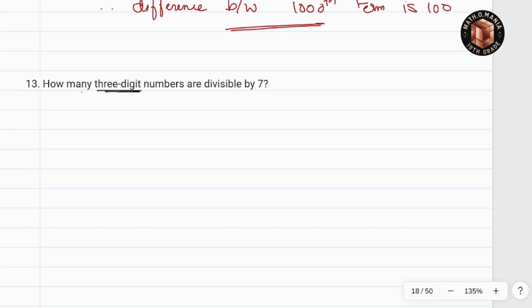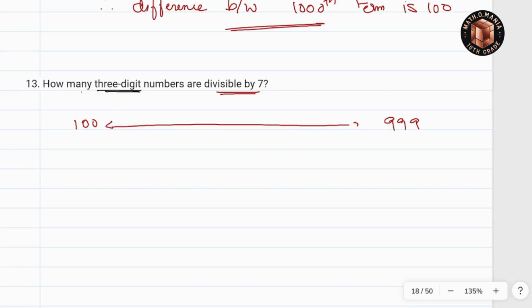Now let's do question number 13. Here they are asking how many 3-digit numbers are divisible by 7. So let us first write the set of 3-digit numbers. The first 3-digit number is 100 and the last 3-digit number is 999. Now we have to check which is the first number divisible by 7 in this category.